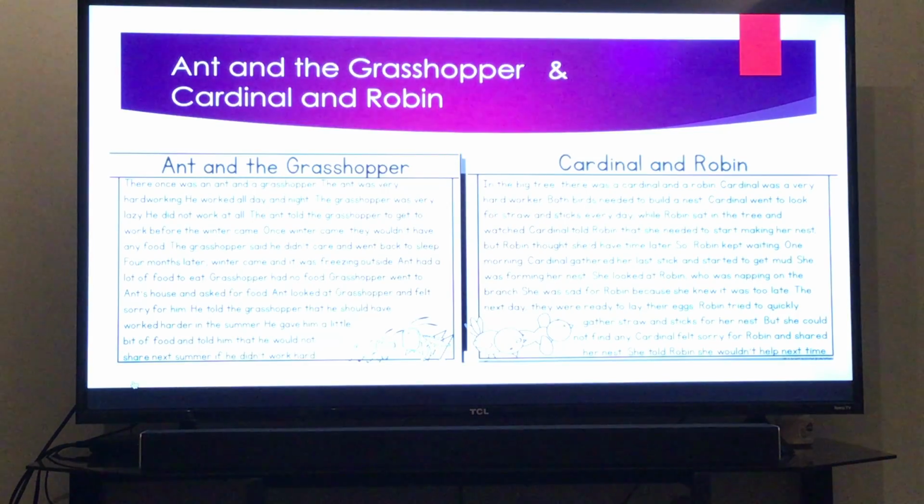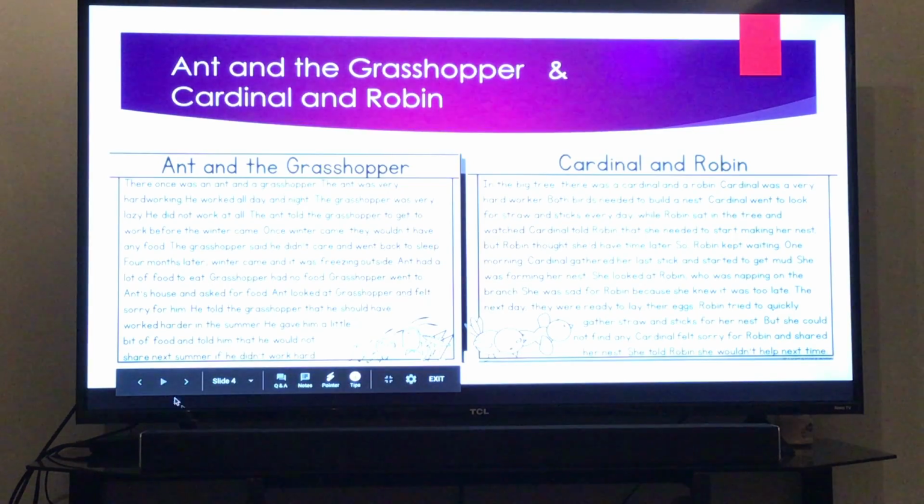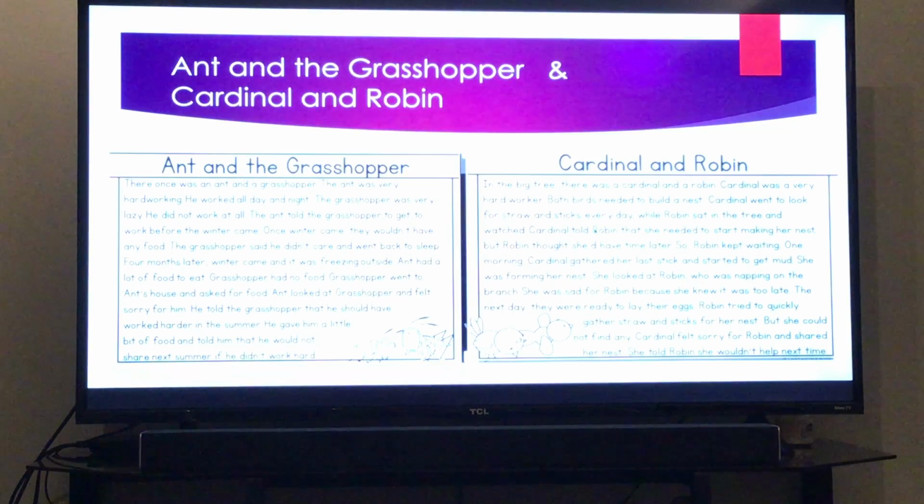The next day they were ready to lay their eggs. Robin tried to quickly gather straw and sticks for her nest, but she could not find any. Cardinal felt sorry for Robin and shared her nest. She told Robin she wouldn't help her next time.